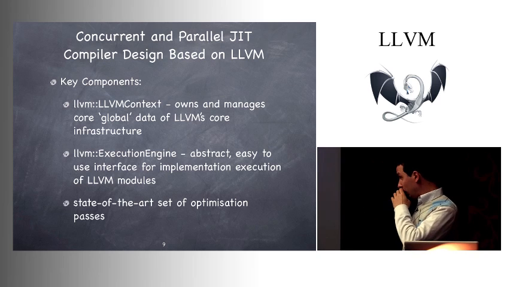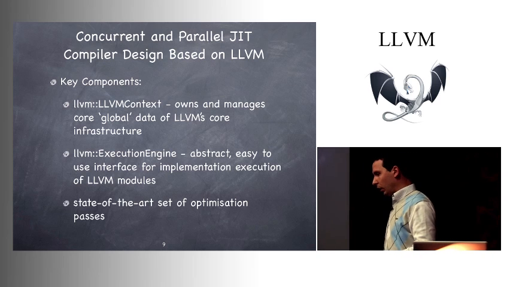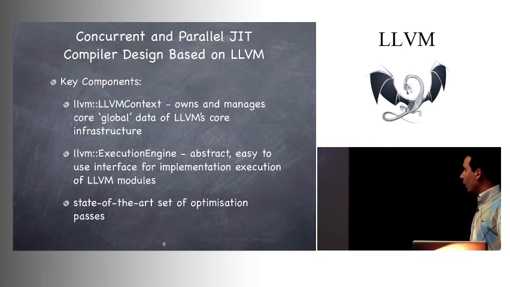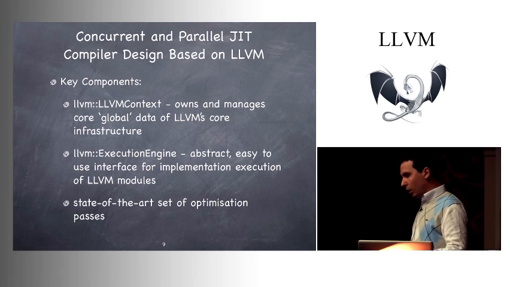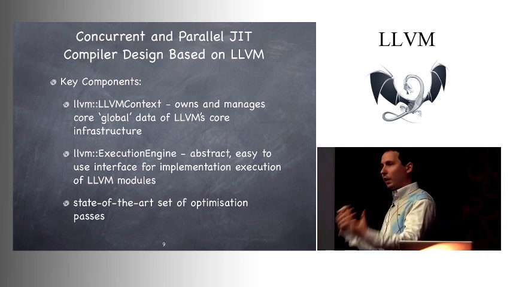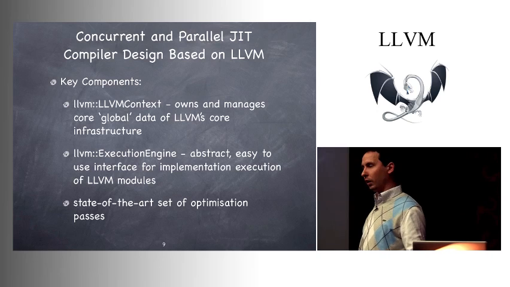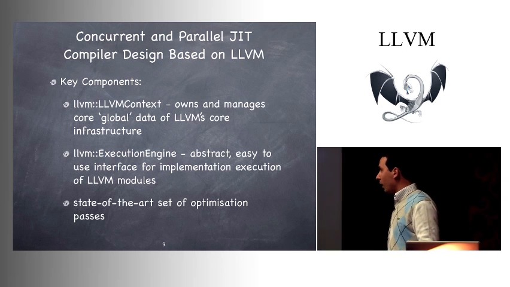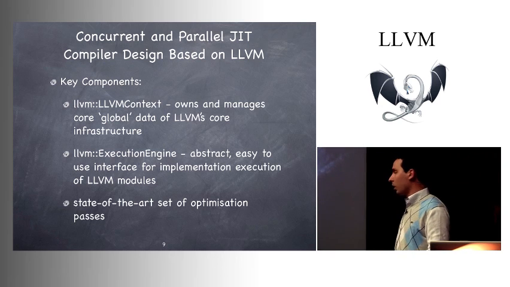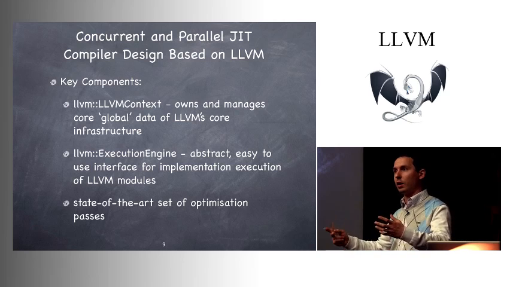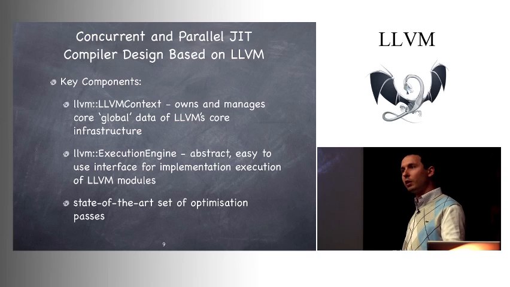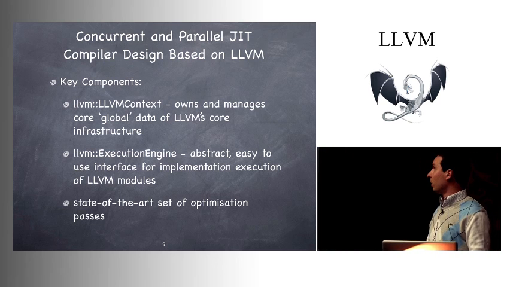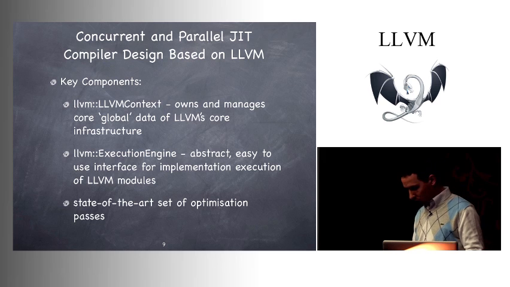And then there is, as Eli mentioned yesterday, the LLVM execution engine, which is another great abstraction to quickly instantiate an engine that can JIT code. I'll give you a short code snippet of how easy it is to instantiate and use it. And of course, LLVM comes with a set of state-of-the-art optimization passes that you can just take and mix and match, in theory in any way you like. So these are the key components that we use.